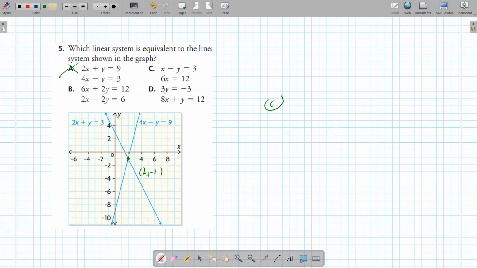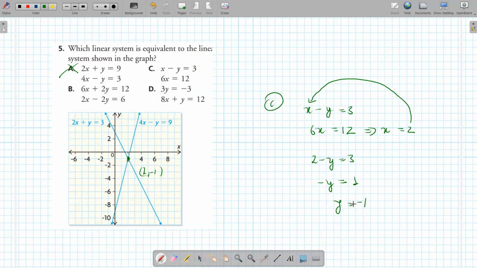C. x minus y is equal to 3. 6x is equal to 12. That means just this bottom equation, 6x is 12. What's the x value? It's 2. Now let's plug that up there to find y. So 2 minus y is equal to 3. Negative y is 3 minus 2, 1. So y is negative 1, and there we go. We got the x value as 2, and the y value is negative 1.